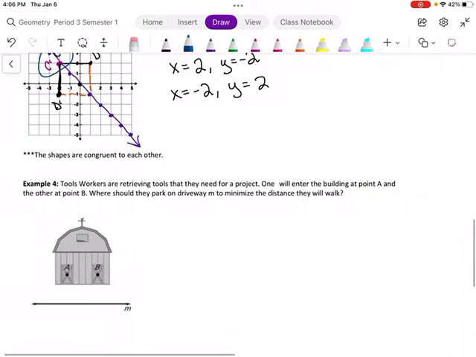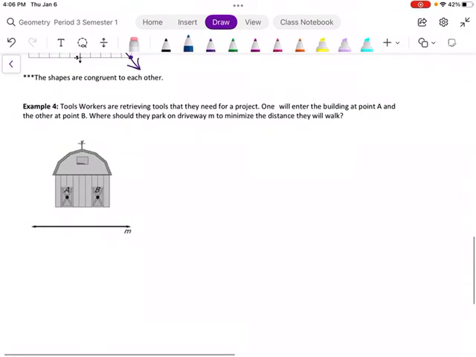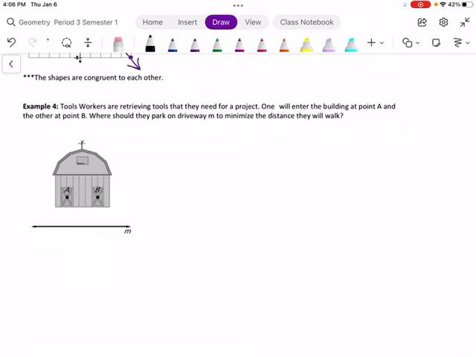Okay. So then the last thing we're going to do is example 4, and there will be one similar to this on the test. So this one says two workers are retrieving tools that they need for a project. One will enter the building at point A and the other at point B. Where should they park on the driveway M to minimize the distance they will walk?